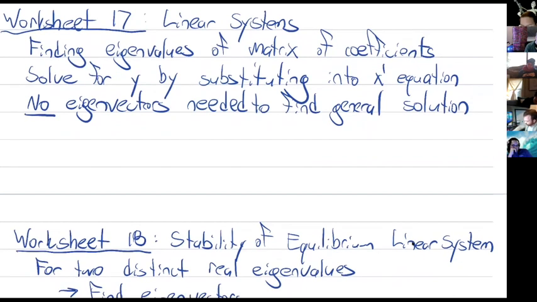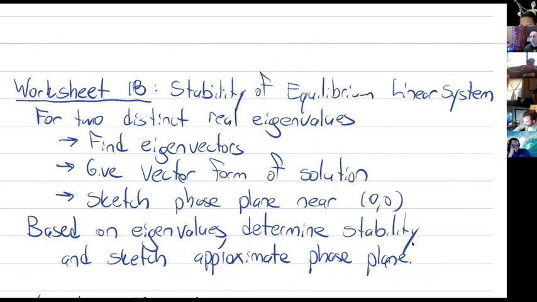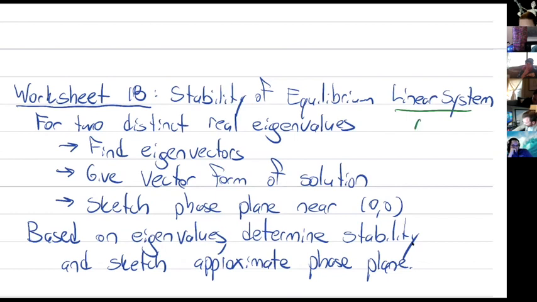And then we talked about stability of equilibrium, in this case, the origin, when we just have linear systems. So when you have a linear system, this means you're only going to have one equilibrium at the origin. And we want to know whether that equilibrium is stable or unstable. Well, then what we do is we find the eigenvalues, and based on the sign or whether they're real or imaginary, we have all of these different stability types.